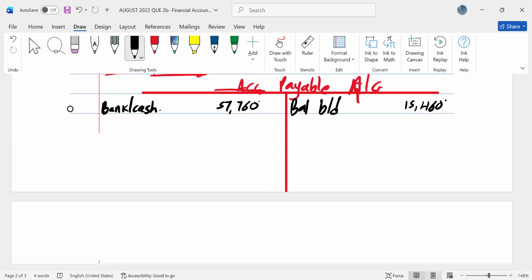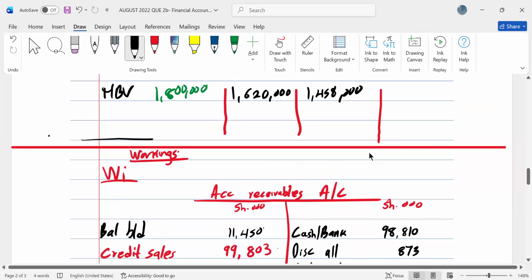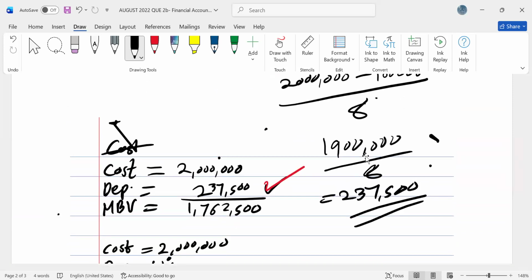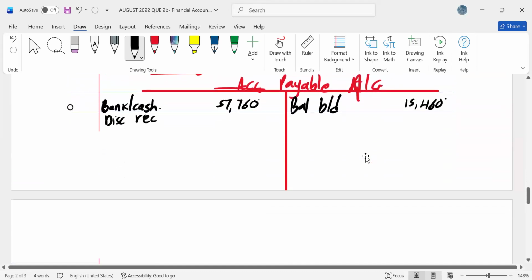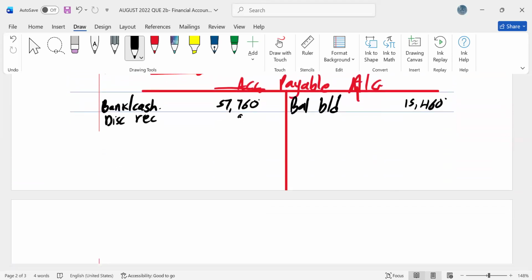Did we have any discount that was received? Note number 2. Discount received is how much? Check the figure, discount received, note number 2. It was 886. Nice. So we debit that one, 886. It reduced whatever we are supposed to pay. That is why we are debiting 886.